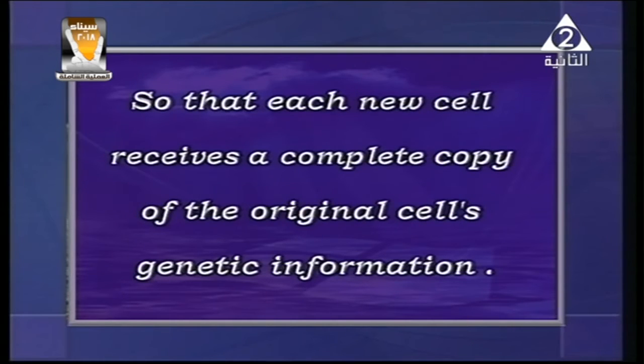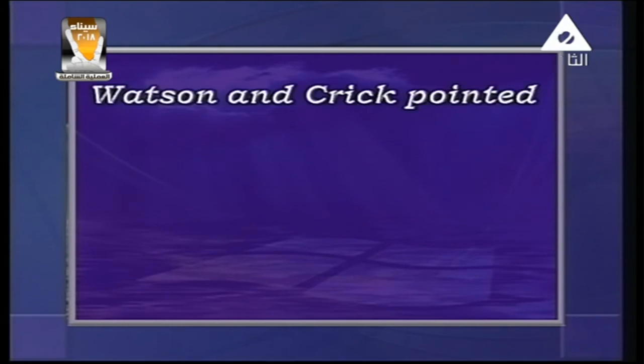Each new cell receives a complete copy of the original genetic information, paternal and maternal. Maternal comes from the female gamete. Paternal comes from the male gamete. Each cell gets the whole information, half from the maternal and half from the paternal genetic material.